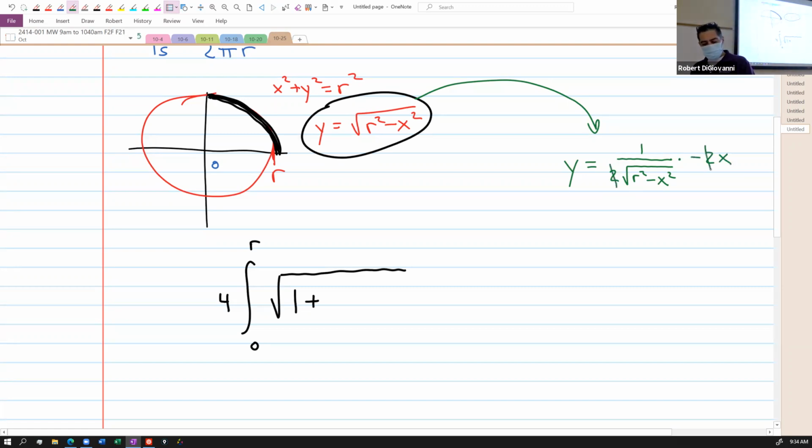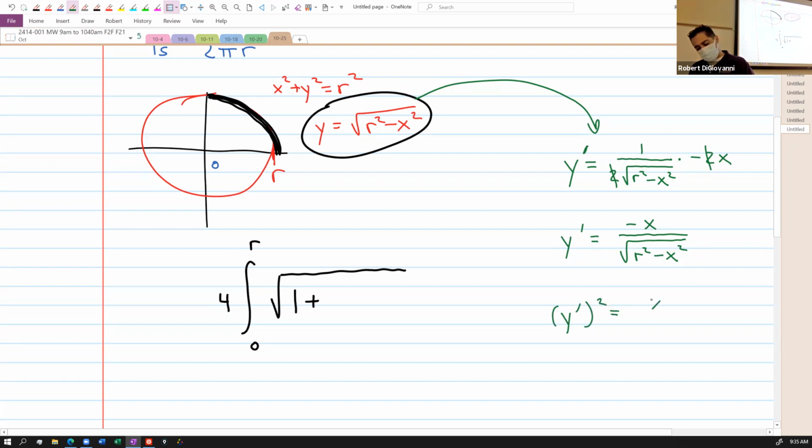The 2's cancel. Oh, I forgot to put the prime here, sorry. So that means y prime is just negative x over the square root of r squared minus x squared. And what are we going to need to do with that? Square it. So let's square. Oh, that's nice. I'm happy to see the squared, aren't you? And you take that and square it.